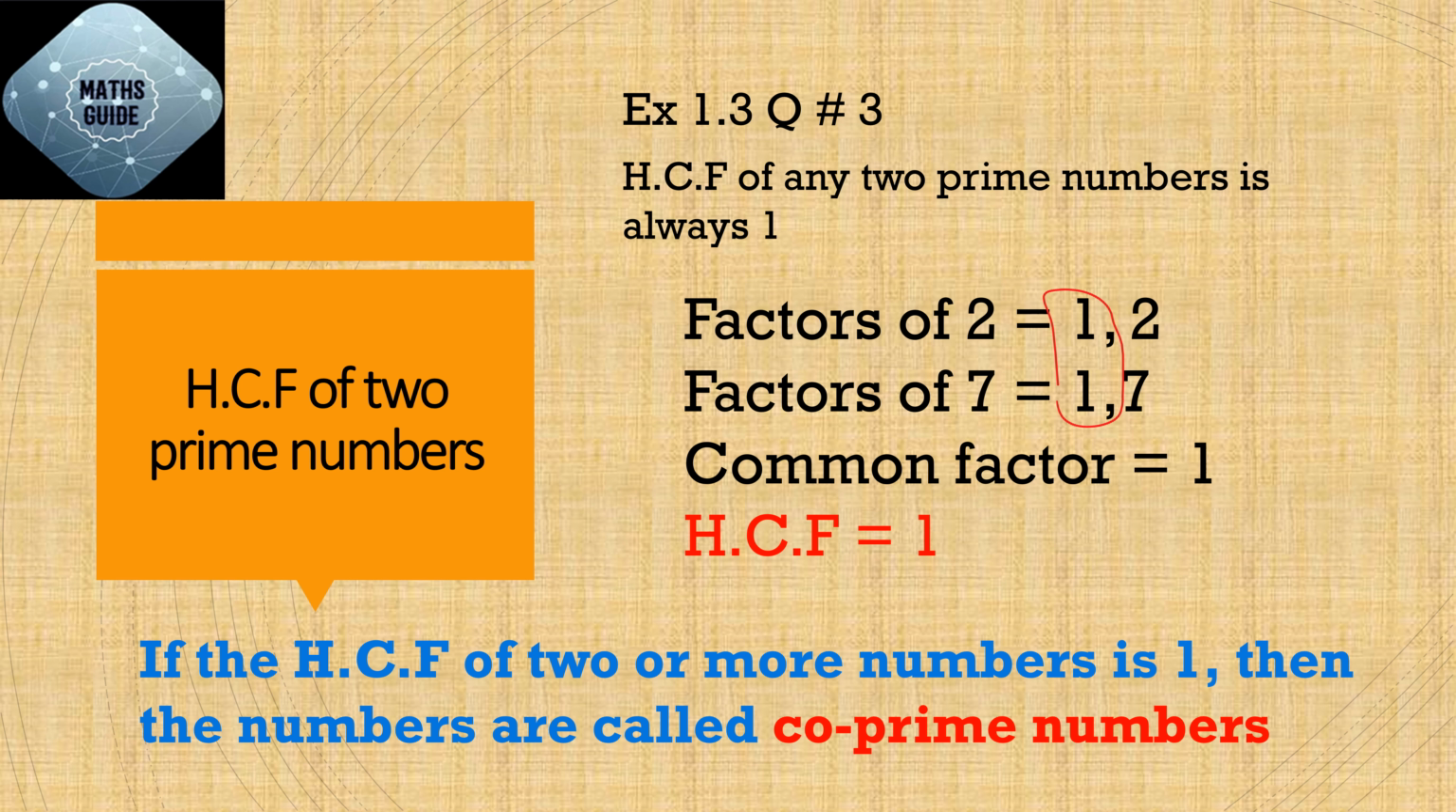Remember one thing, if the HCF of any two or more numbers is 1, then these numbers are called co-prime numbers. Here 2 and 7 are co-prime numbers.